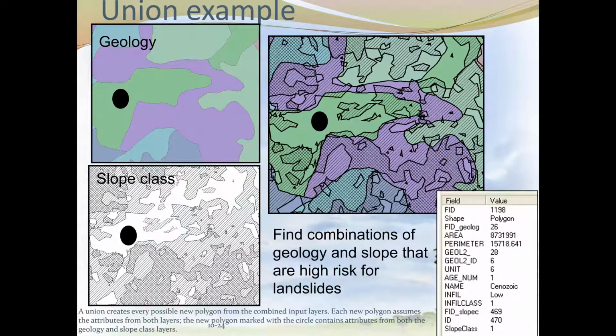A union produces a new feature class with new polygons, each of which possesses the original attributes of its parents. The new feature class can then be evaluated for the various combinations of slope and geology that may constitute a landslide hazard.